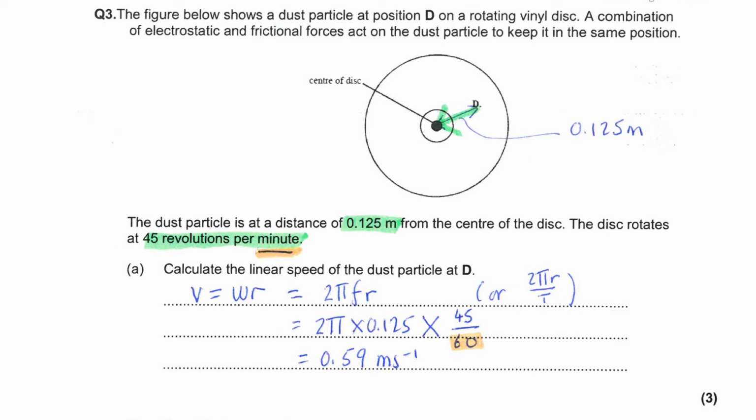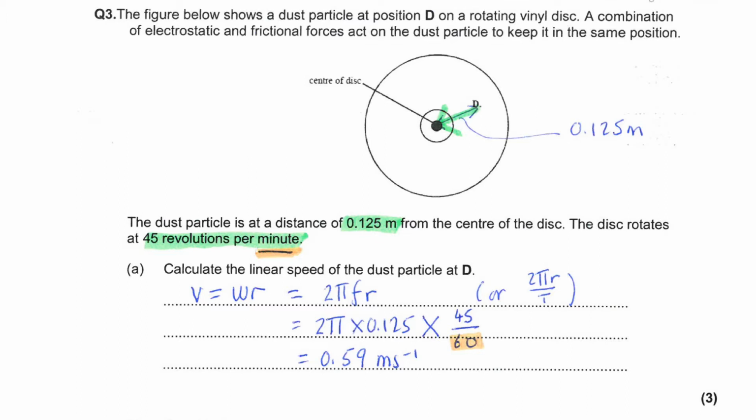Periodic motion question 3. So here we have a dust particle at position D on a rotating vinyl disc. A combination of electrostatic and frictional forces act on the dust particle and enable it to stay in this position. I have marked in my diagram the radius here of 0.125 meters from the centre of the disc, and we are told the disc rotates at 45 revolutions per minute.